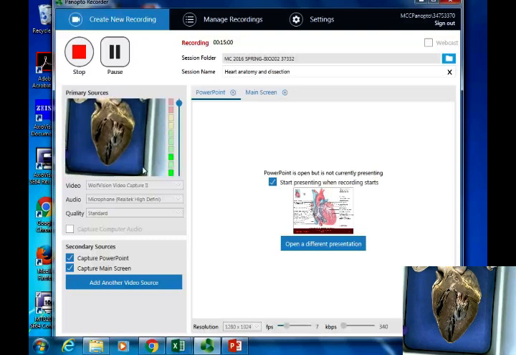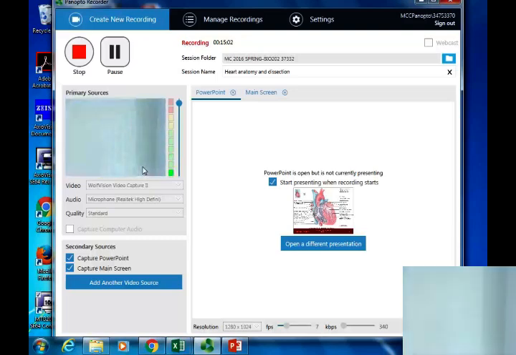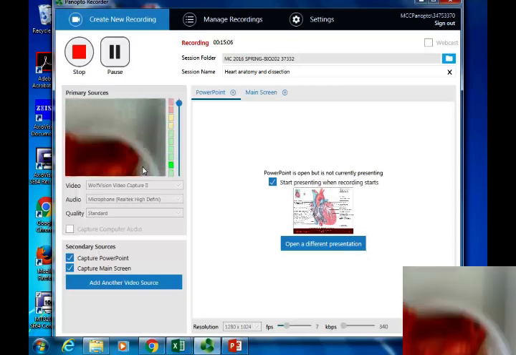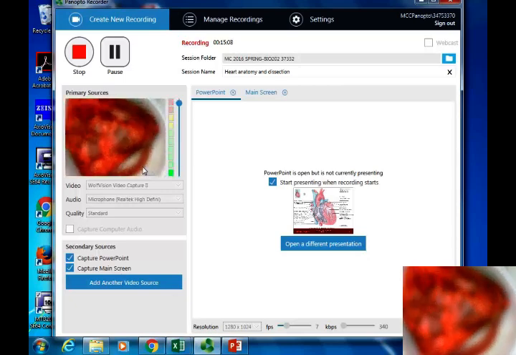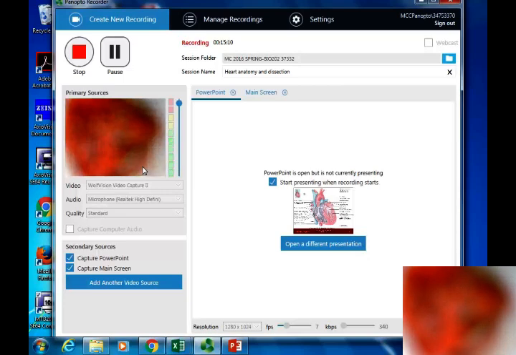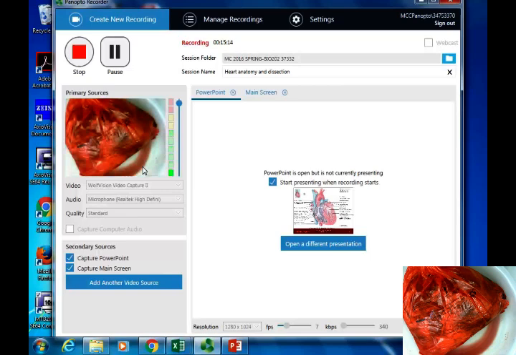So let me do a little shift here. Oh, that is the cow heart. It's so very big, the camera doesn't even know what to do with it. It's like, wow, I can't even imagine what that looks like.